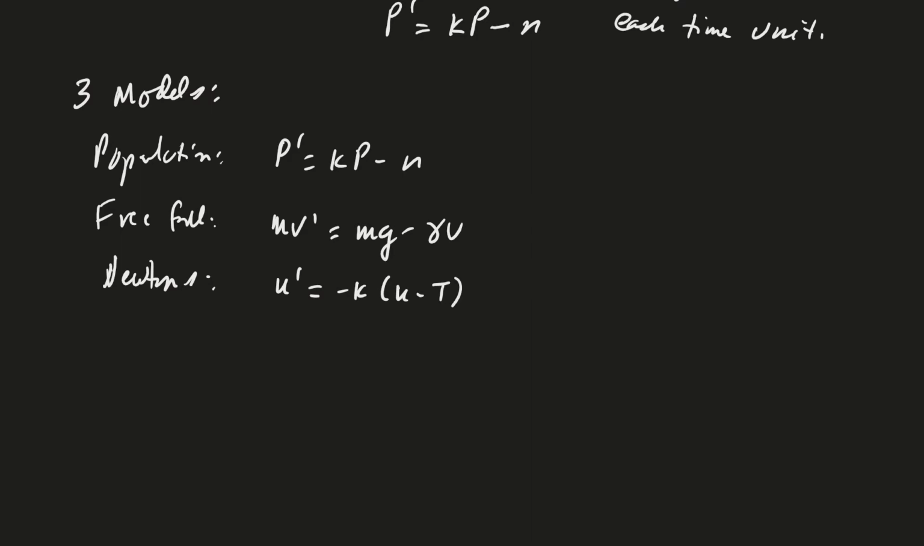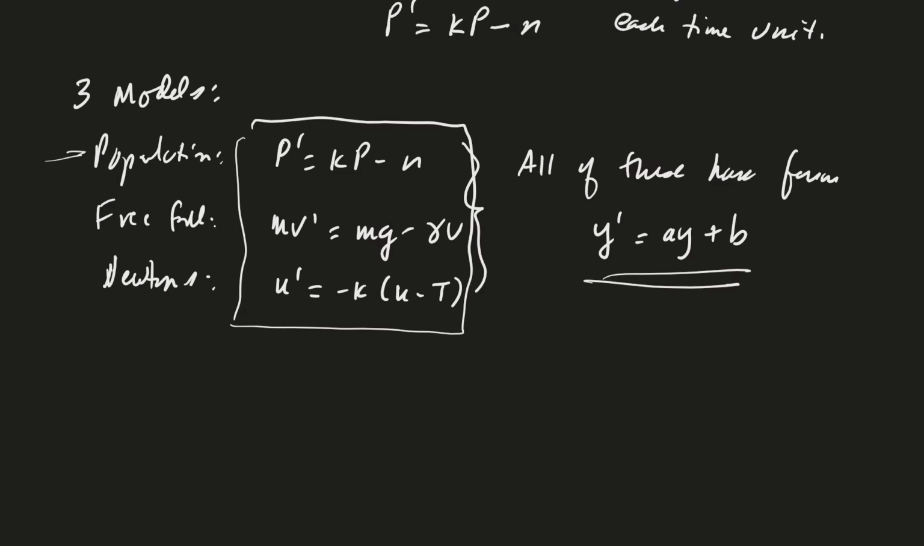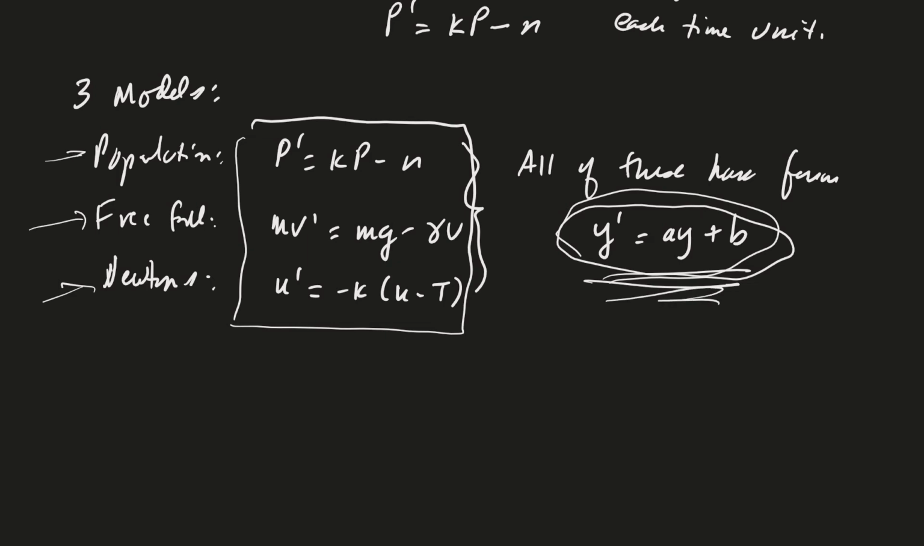Good. What I want you to notice here is that all of these have the form y prime equals ay plus b. The idea is that if I knew how to solve this differential equation, I would know how to solve all of these models. I would know a lot about population, free fall, and Newton's law of cooling. These three topics are really not even related to each other. This is really the power of differential equations, that you're able to understand quite a bit about a relationship just by understanding how to get this general solution. So that's what we're going to focus on next, how to solve this differential equation.